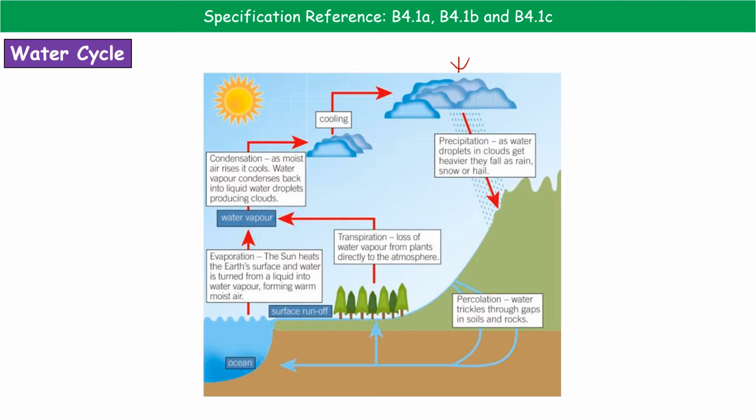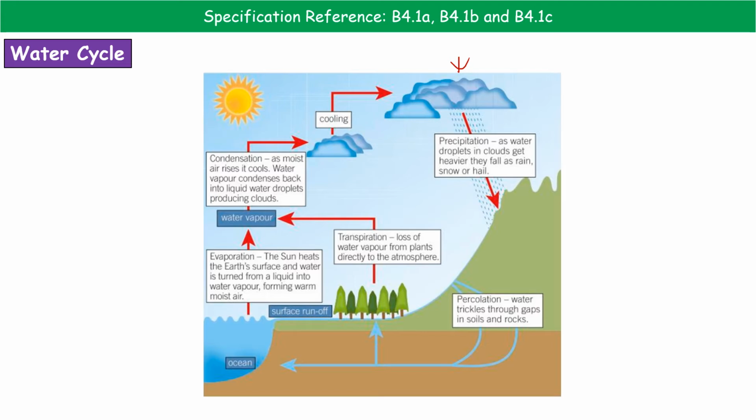Another place we get water returning to the atmosphere is through evaporation. So anywhere that water is sitting, if it is nice and warm, then water will evaporate, becoming water vapour in the air. That water vapour is then going to rise because warm air rises.